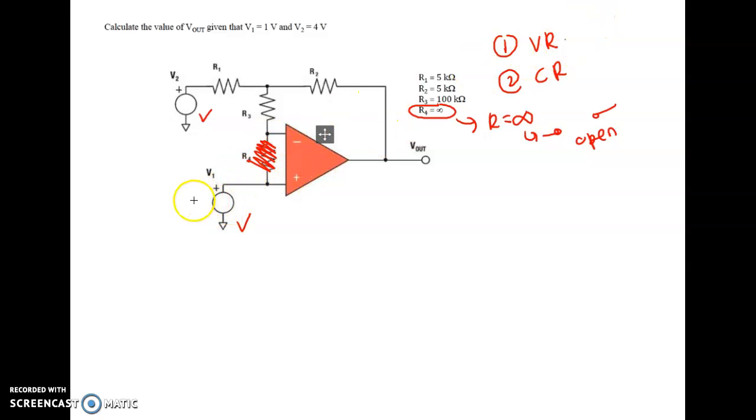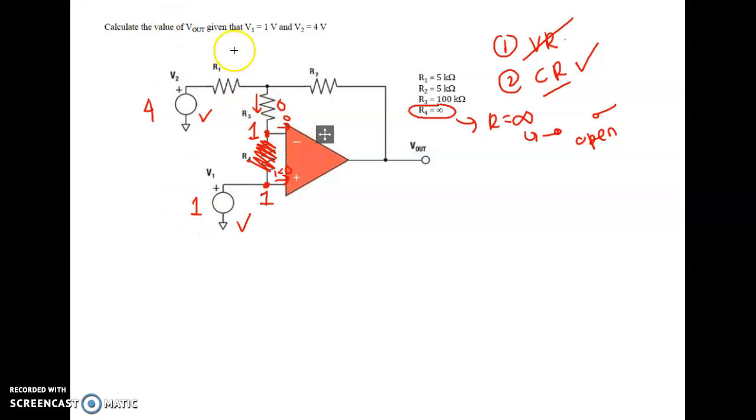So the V1 given here is 1 volt. Here is 4 volt. So when this is 1, here becomes 1. The voltage rule says the voltage will be the same at both inputs. When 1 is here, here also will be 1 volt. Okay. So after we pass the voltage rule, then you need to check the current rule. The current rule says the current entering the op-amp is equal to 0. So what will be the current flowing at the R3? It will also be equal to 0, because based on the current rule, no current is flowing inside the op-amp.